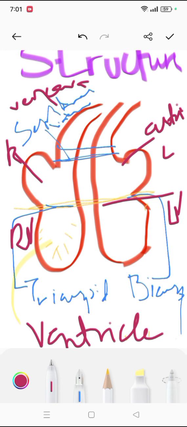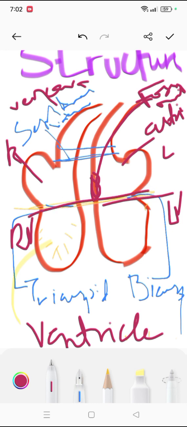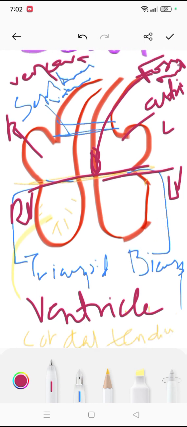Now again, on this one side you will see a type of depression, meaning a structure which is folded or a little curved, like this. This type of structure is called the fossa ovalis. Then we have the valves, as I just told you, the atrioventricular valve, which is divided again into bicuspid and tricuspid.